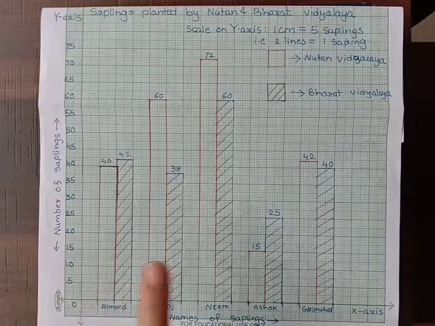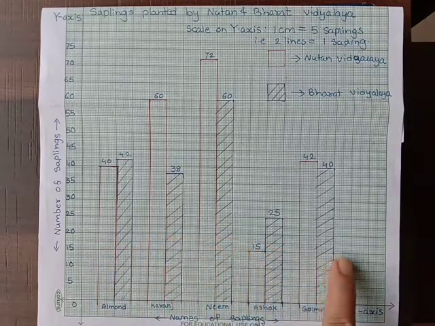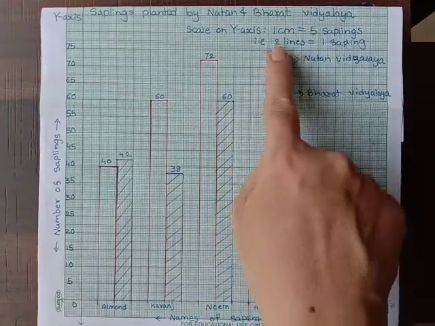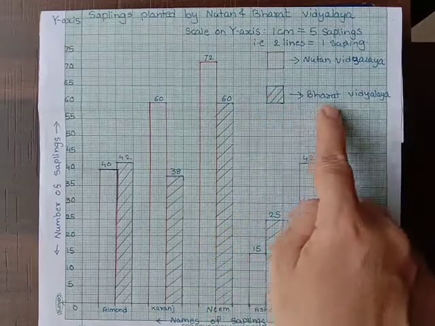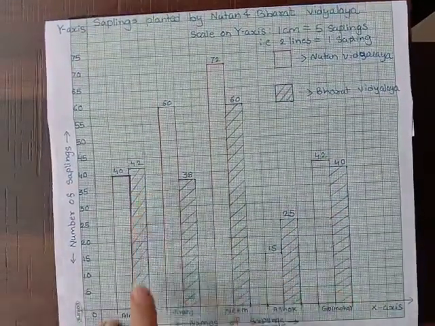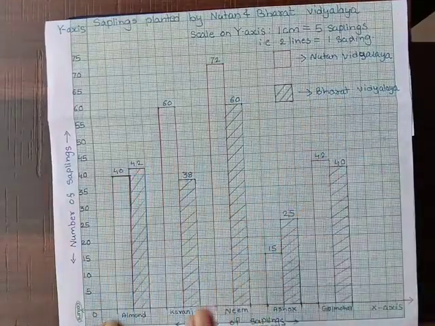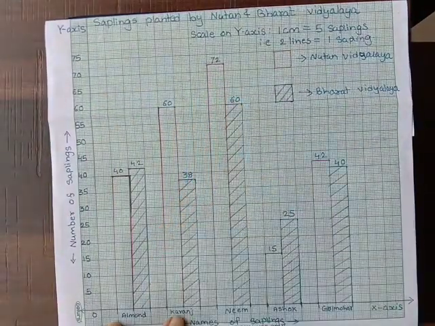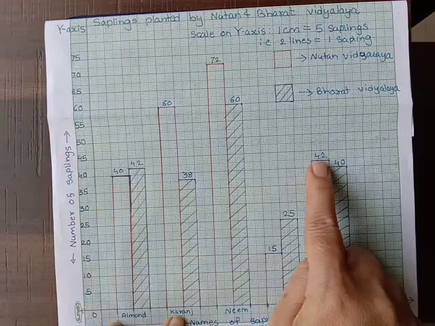So students, this is your graph. As I have shown you this, I have drawn the other 4 also. See how clear it is to understand, and most important is you have to mark. In red I have shown Nutan Vidyalaya. In blue with lines within I have shown Bharat Vidyalaya. Alright. Now see, it is so easy, looking at this immediately. Almond 40 of Nutan and 42 of Bharat Vidyalaya. In case of Karans 60 and 38. In case of Neem 72 and 60. Ashok 15 and 25. Gulmohar 42 and 40.